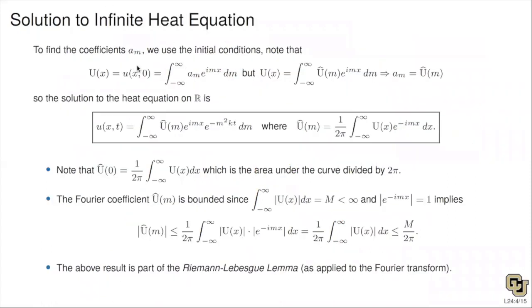And then finally, when we apply the initial condition, we end up with a Fourier and inverse transform here. And so we can solve for the coefficient. We conclude that the A sub m coefficient is u hat of m, what we're calling the Fourier transform of u. So at the end of the day, here's the solution to that heat equation on the entire real line, summarized in a neat little mathematical box.